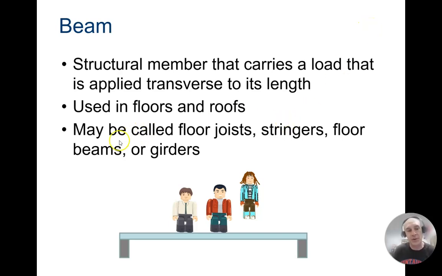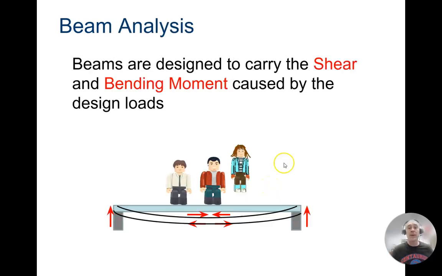Beams are used in floors and roofs. They might be called floor joists, stringers, floor beams, girders, and this person's jumping. Beams are designed to carry the shear and bending moment caused by the design loads. A bending moment is sort of this thing that causes the beam to bow down. That's what a bending moment is. So more on that in just a second.